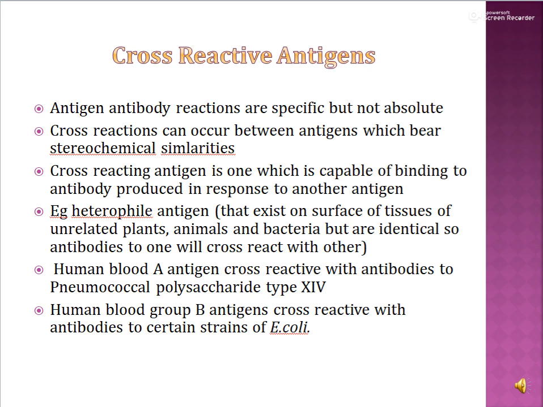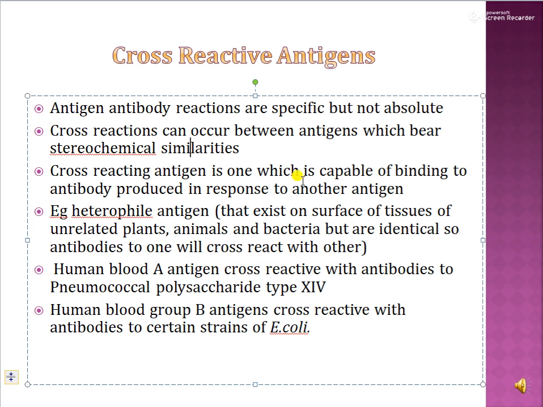Human blood group A antigen is cross-reactive with the antibodies of pneumococcal polysaccharide type 14. And the human blood group B antigen can be cross-reactive with antibodies to certain strains of E. coli. So a cross-reactive antigen is an antigen which has been found to be similar in different organisms. They have stereochemical similarities between different types of organisms, and so the antibodies produced against one antigen could interact with the other antigen also.